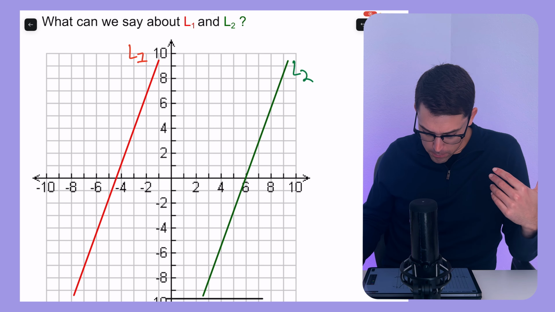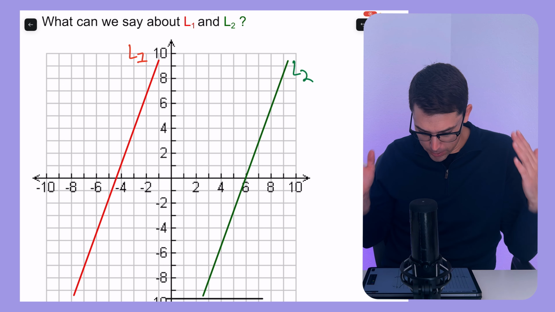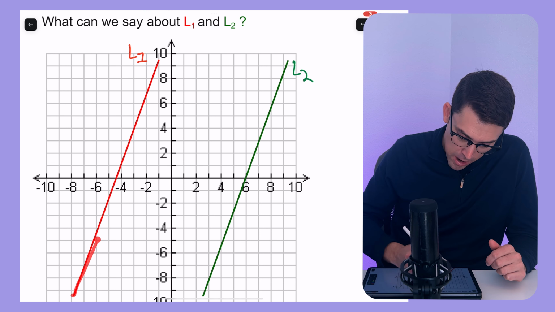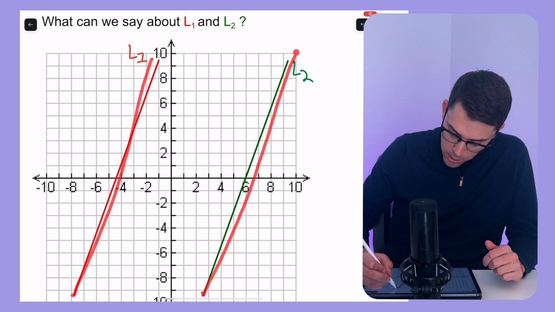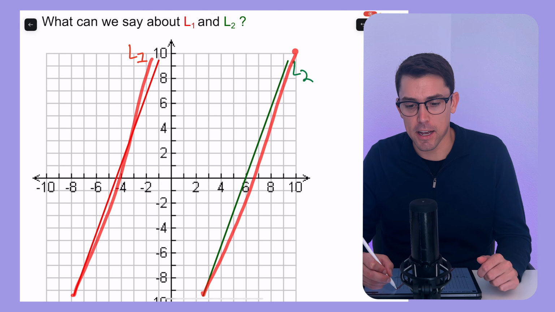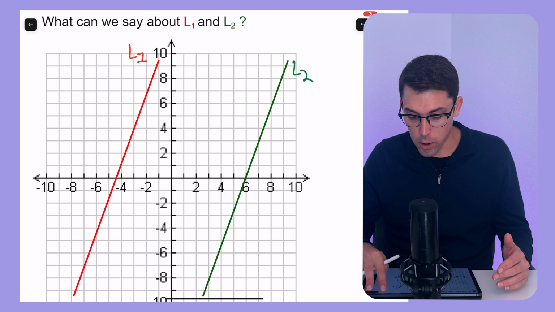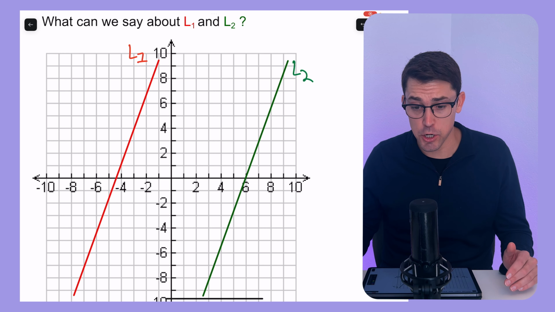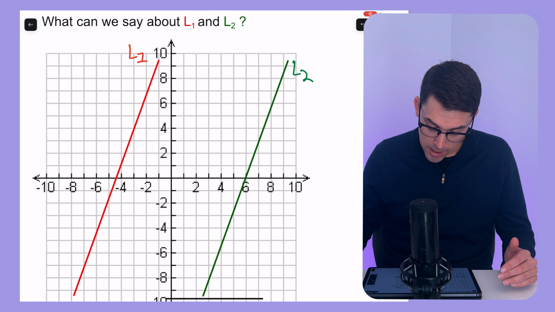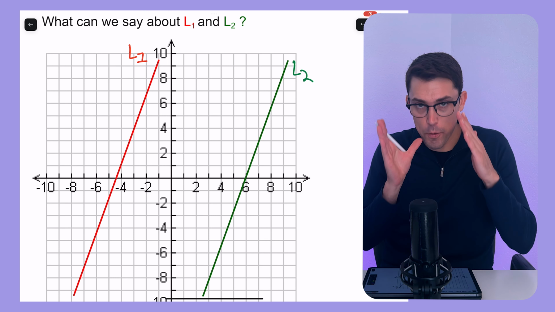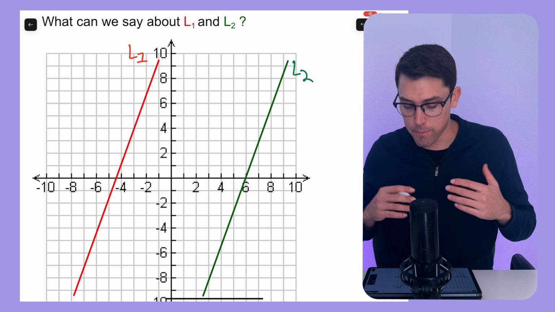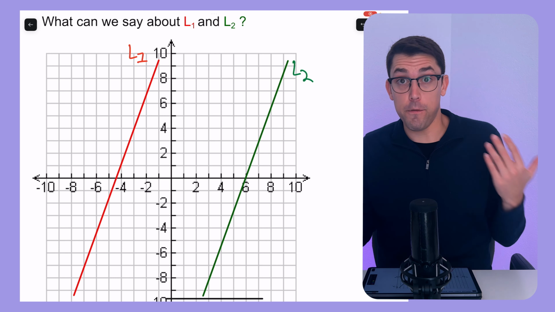Well, if you look at them, they are perfectly parallel, which means that they are never going to intersect, which also means that they have the same exact slope. They have the same exact rise over run, and that's exactly why they will never cross, because they have the same constant rate of change, meaning that they will never intersect. They will always be parallel, running side by side to each other for infinity.